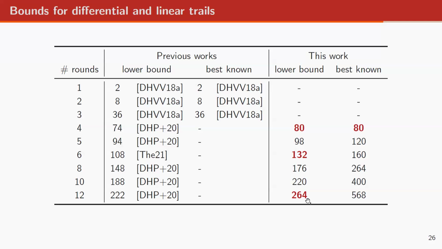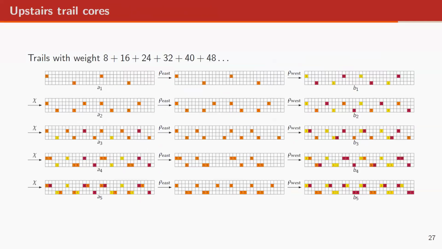Then we looked more closely at these trail cores of weight 80, and we noticed that they have a particular, actually predictable, behavior through the rounds, and we use them to provide upper bounds. So to conclude the presentation, I wanted to show what these trail cores look like. Here I reported the weight through the rounds, and you can see how it grows regularly.